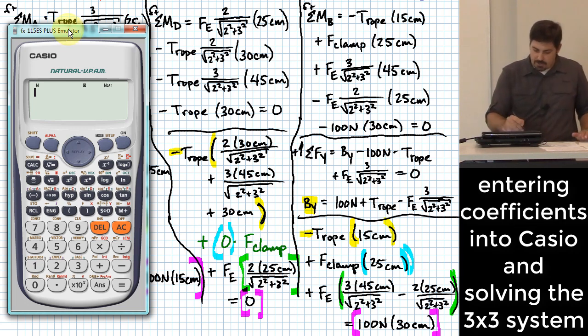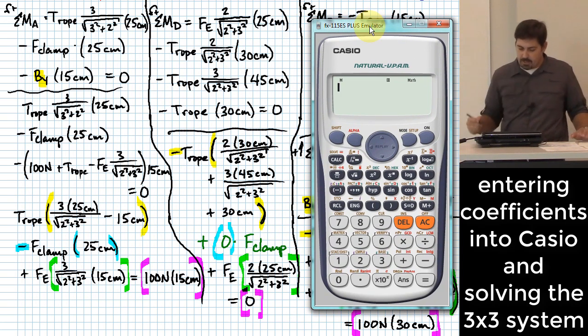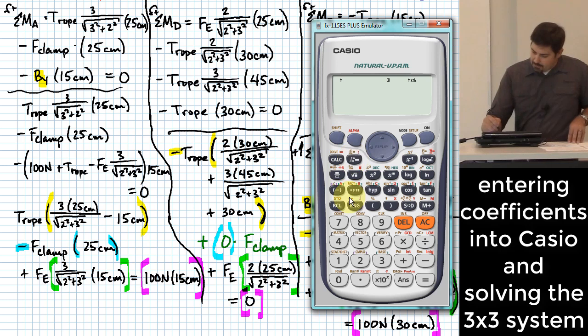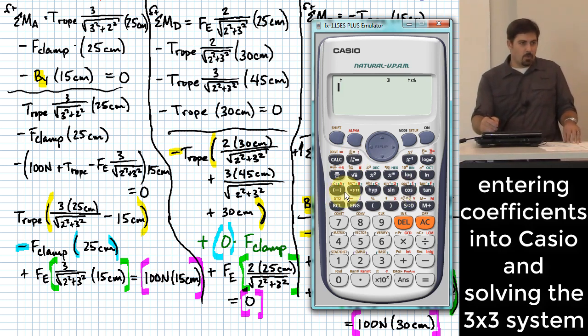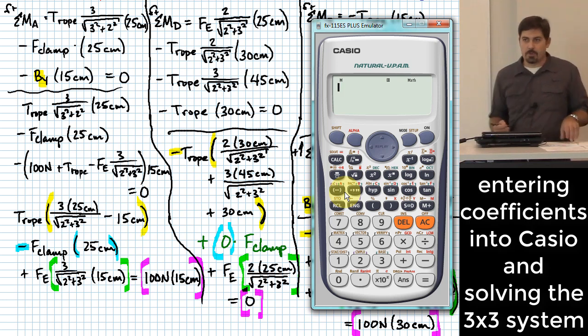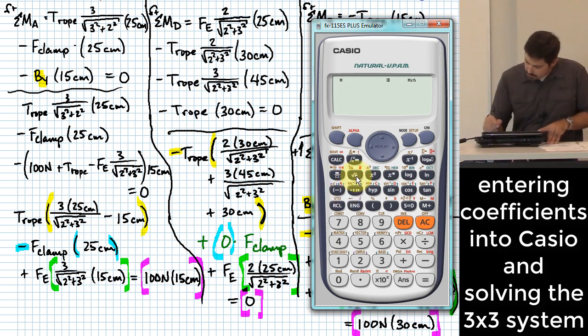Actually, first before I do this, let me show you another little trick to make our lives a little bit easier. You do have these different ways to store variables, right? One of the things I'm constantly going to have to do in here is calculate a square root of 2 squared plus 3 squared. Let me put that in right now, right? Square root of 2 squared plus 3 squared.